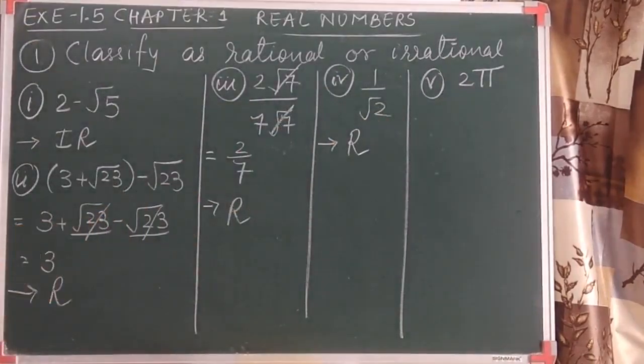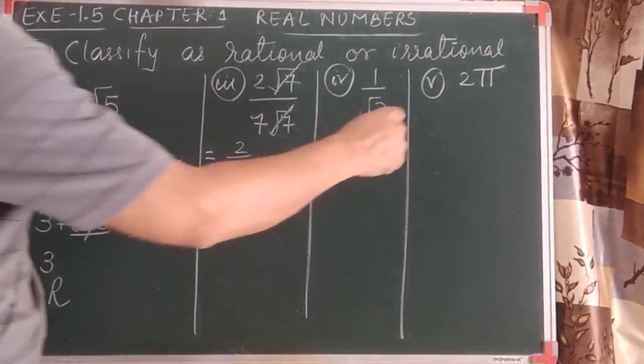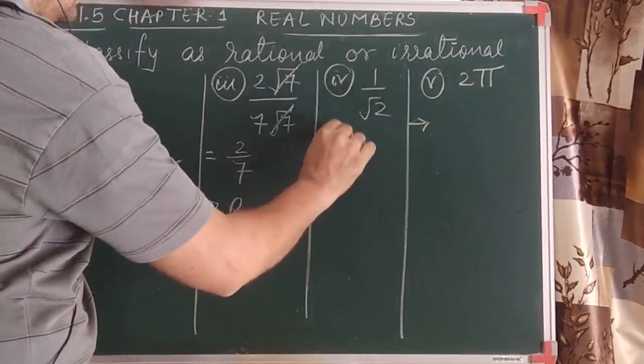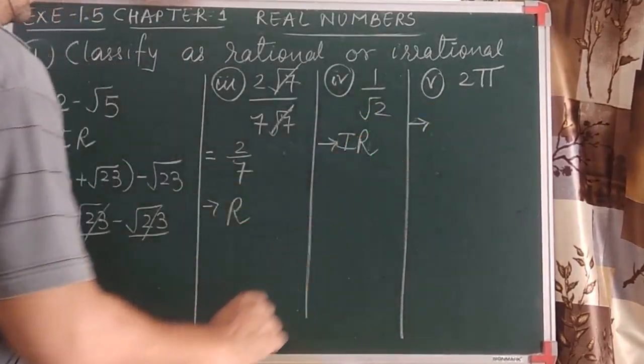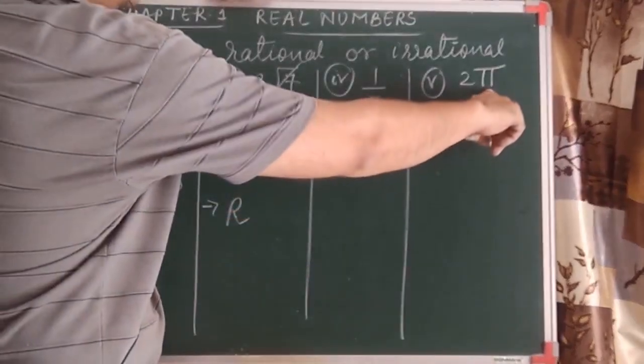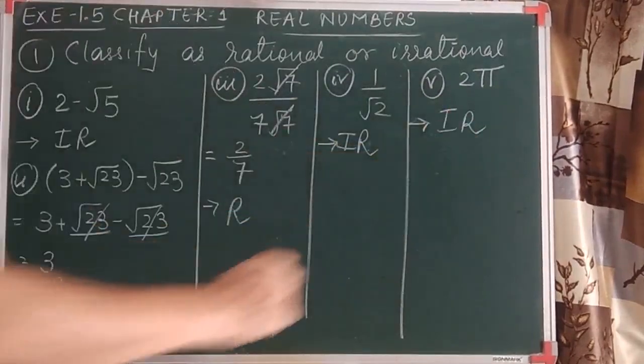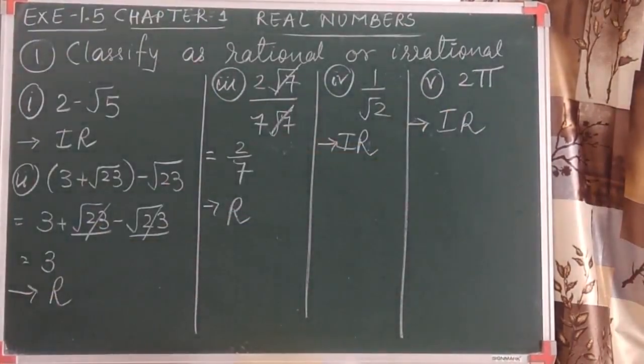See, the operation is very important, which we discussed. It's 2 pi. Pi itself is irrational. I'm sorry, this one is irrational. I'm really sorry. It is an irrational number. As we discussed, pi is an irrational number, so this number is an irrational number. I hope you got it.